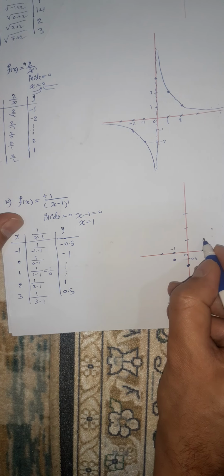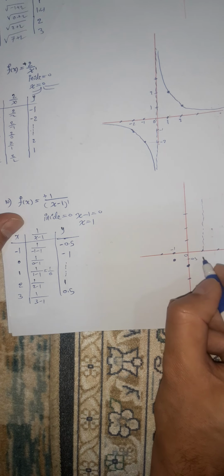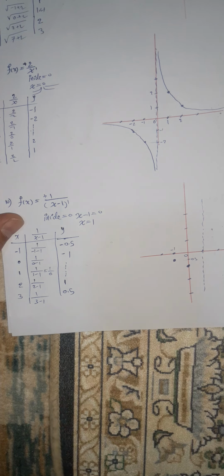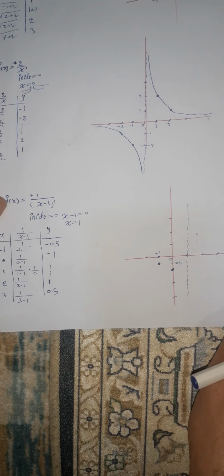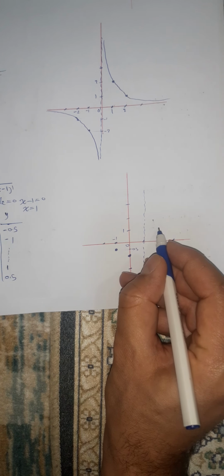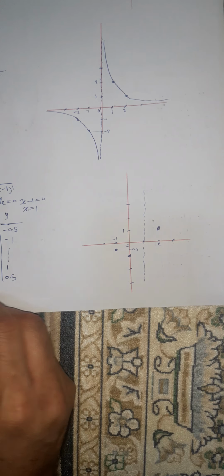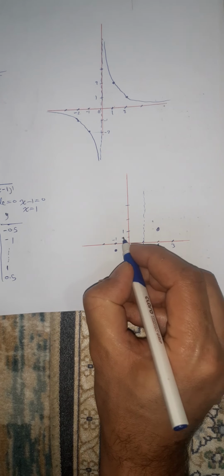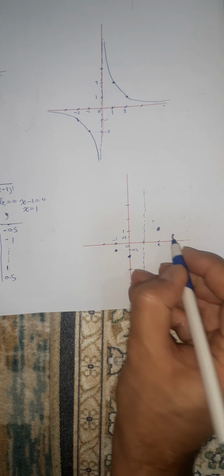At 1 it is undefined, so draw the vertical line as the vertical asymptote. And (2, 1), and (3, 0.5) in here.